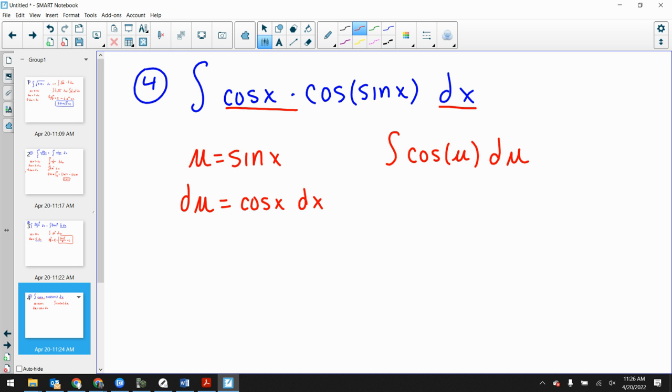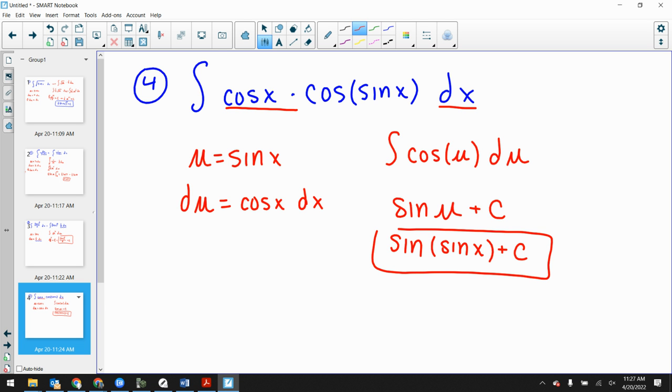I can find the antiderivative. Now, what is the antiderivative of cosine? Sine, just plain old sine, right? So sine u plus c. And then in the end, just go plug that x back in. So sine of x plus c. That one comes out so clean, I feel like. It's just so nice. So fancy. So simple.